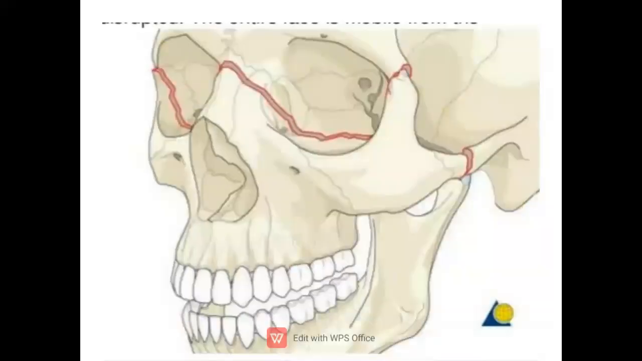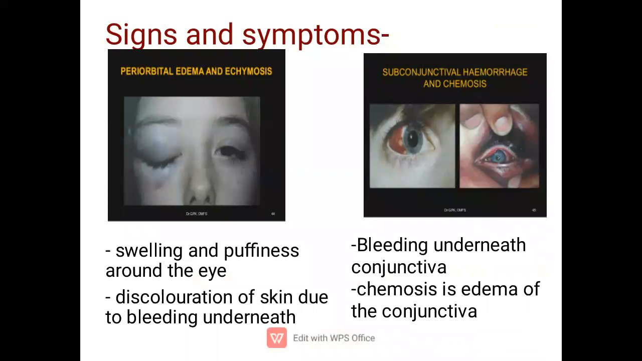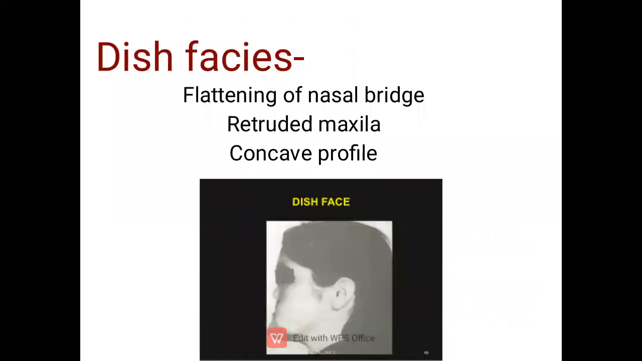So coming to the signs and symptoms of Le Fort 3 fracture, first is periorbital edema and ecchymosis, that is swelling and puffiness around the eye, and also discoloration of skin due to bleeding underneath. Also there is subconjunctival hemorrhage and chemosis, bilateral or unilateral. There is bleeding underneath the conjunctiva, and chemosis is edema of the conjunctiva.